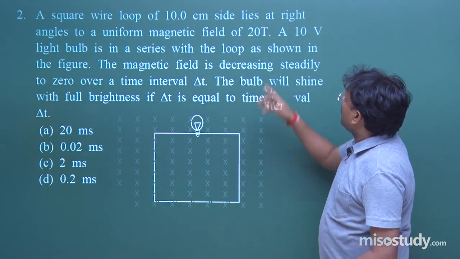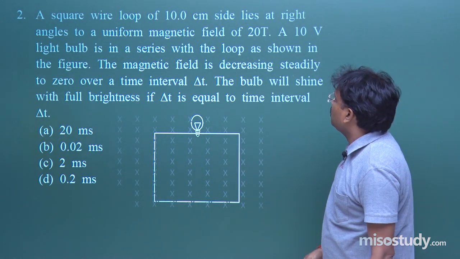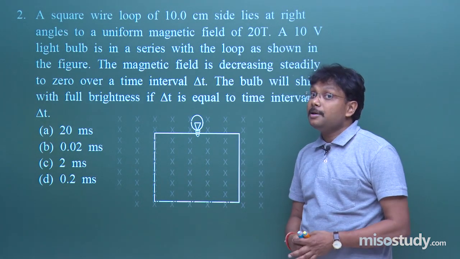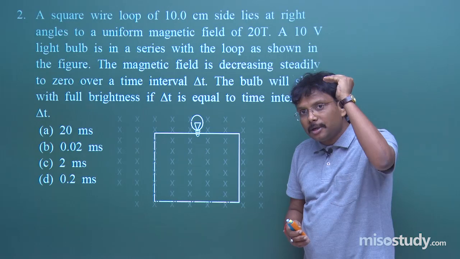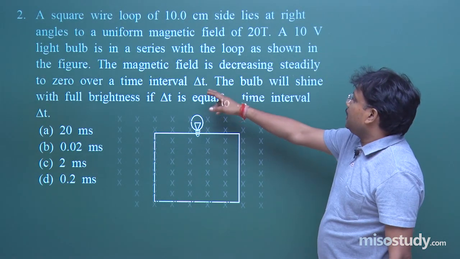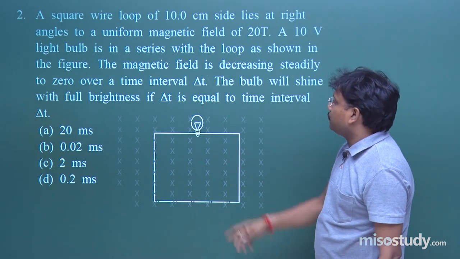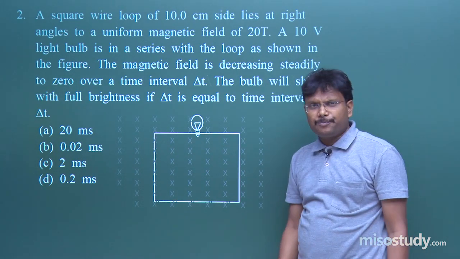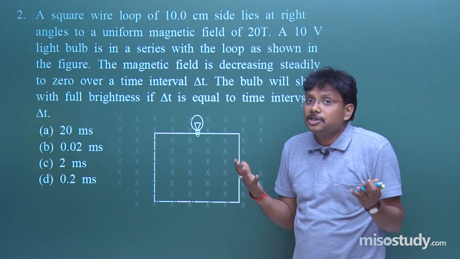Fine. A 10 volt light bulb is connected in series with the loop as shown. The magnetic field is decreasing steadily. It means magnetic field B is starting from a top value reducing to 0 in delta t time. Okay. The bulb will shine with full brightness if delta t is equal to the time interval, means maximum current will flow after how much time.